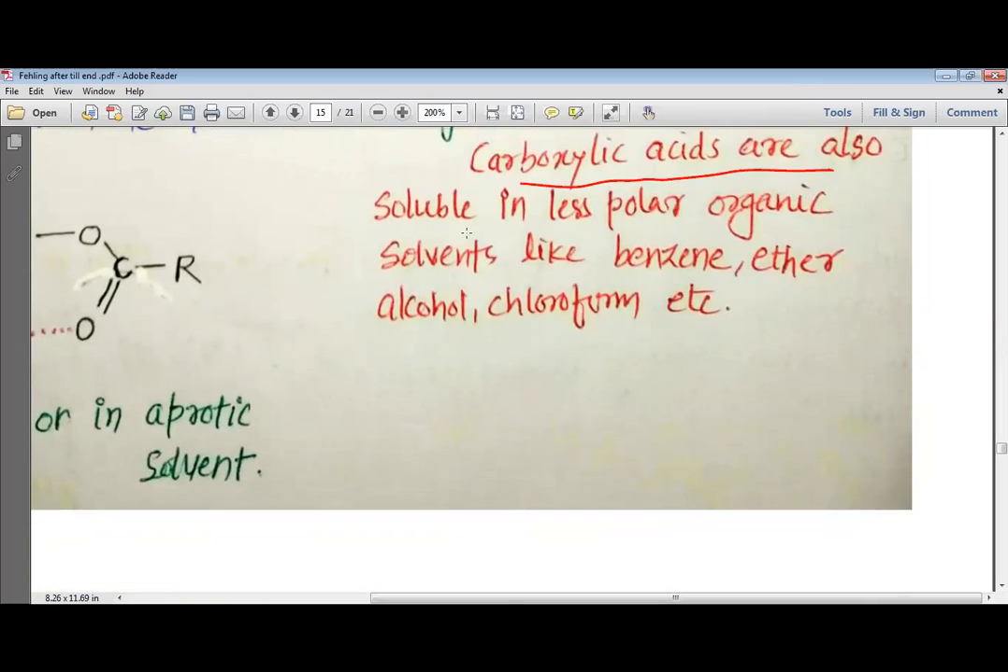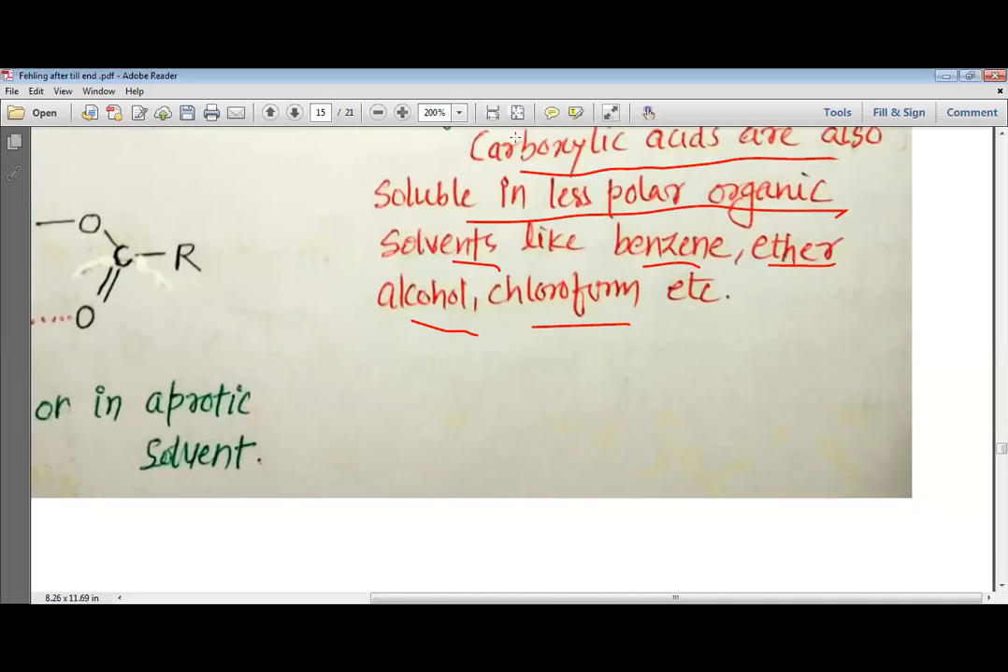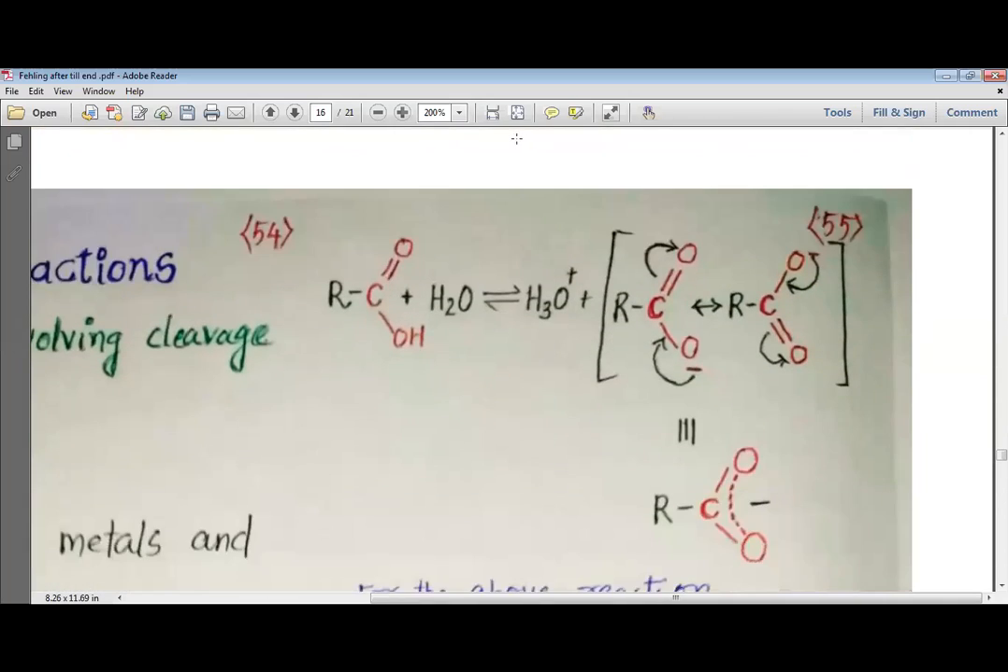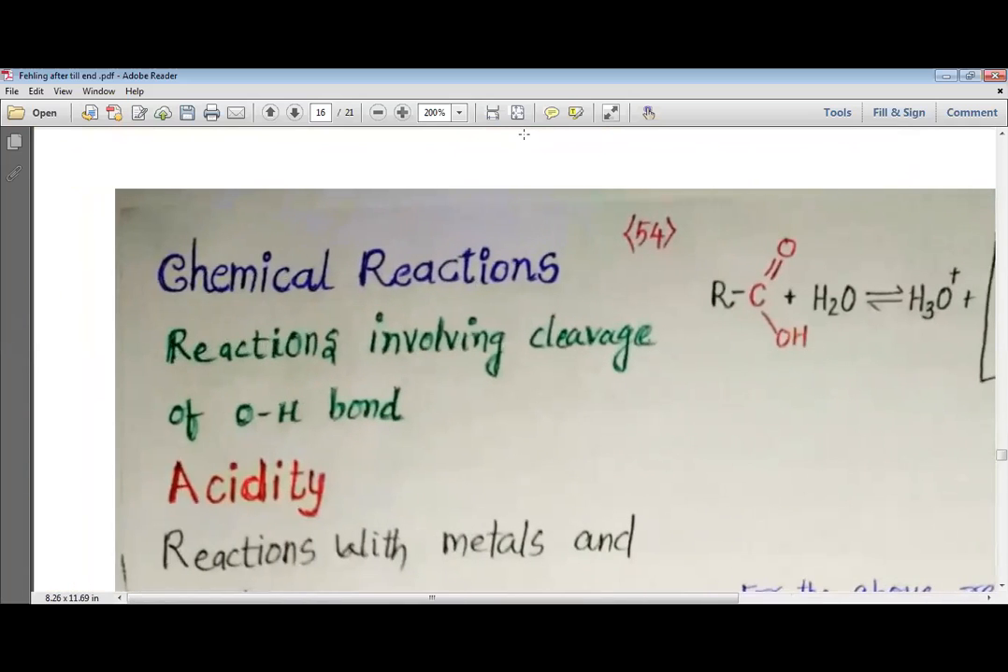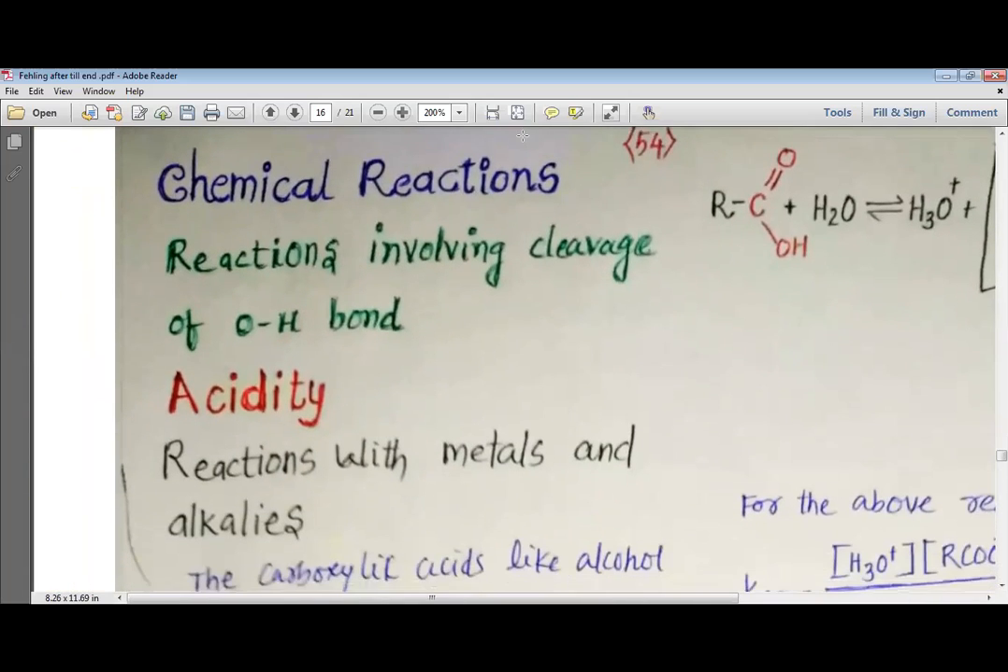Carboxylic acids are also soluble in less polar organic solvents like benzene, ether, alcohol, and chloroform. So we can even dissolve these carboxylic acids in less polar solvents like benzene, ether, alcohol, or chloroform. These are also called organic solvents. So these were some of the physical properties. We are going to study more about their properties, but these were the physical properties.